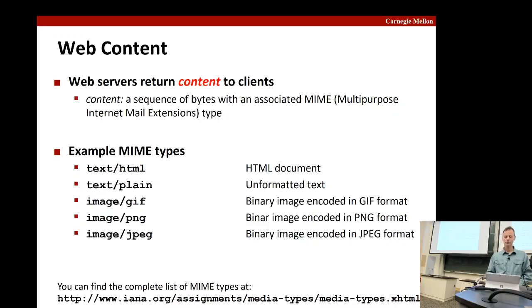Okay, so what is content? It's a sequence of bytes and an associated what's called a MIME type. You've probably seen some of these, like HTML has a MIME type of text/html. Your image might have a type of image/jpeg and so forth. And equally good bedtime reading, you get a complete list of MIME types at that URL. All right, if that doesn't put you to sleep, I don't know what will.